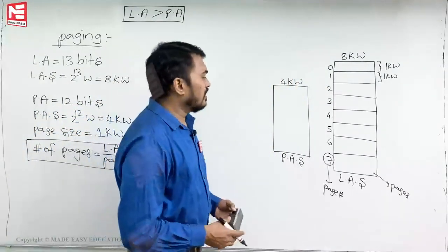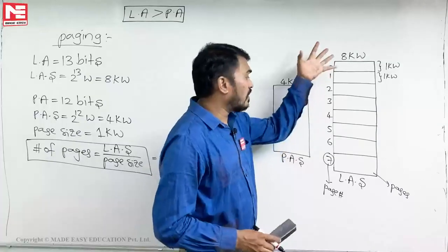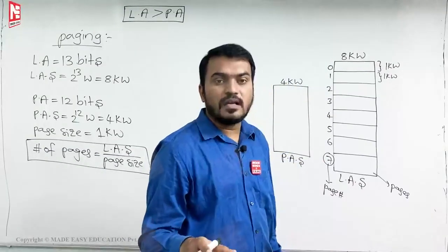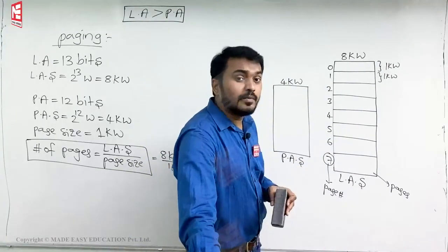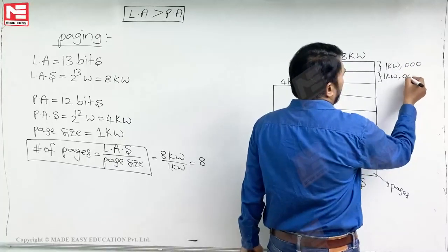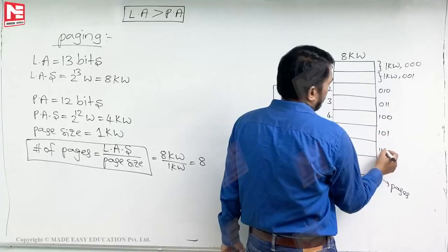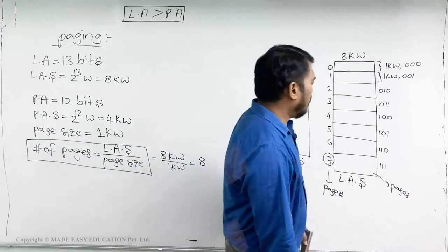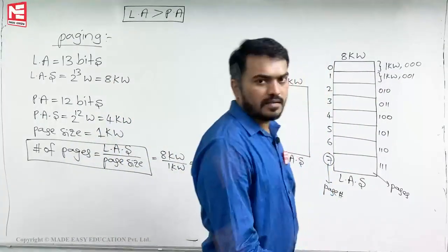Now understand here, I am asking the question. In the LAS, how many pages do you have? There are 8 pages. To represent all 8 pages of LAS, think and tell me, how many binary bits are required? 3 binary bits are required. How? 000, 001, 010, 011, 100, 101, 110, 111. So copy. If you have 8 pages, then to represent every page you require 3 binary bits, from all zeros to all ones.